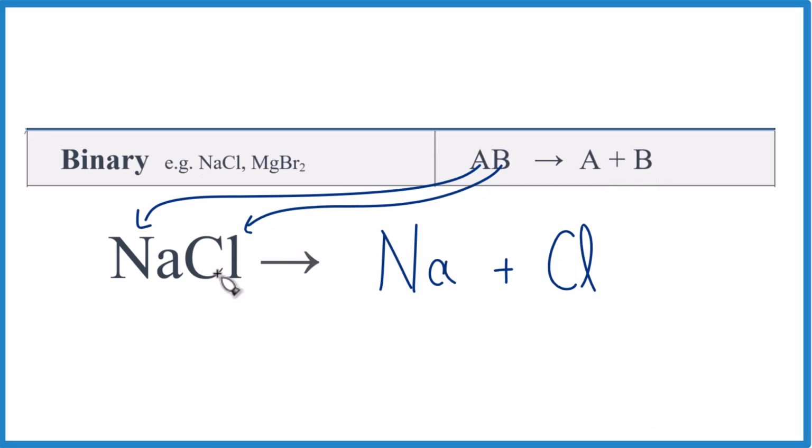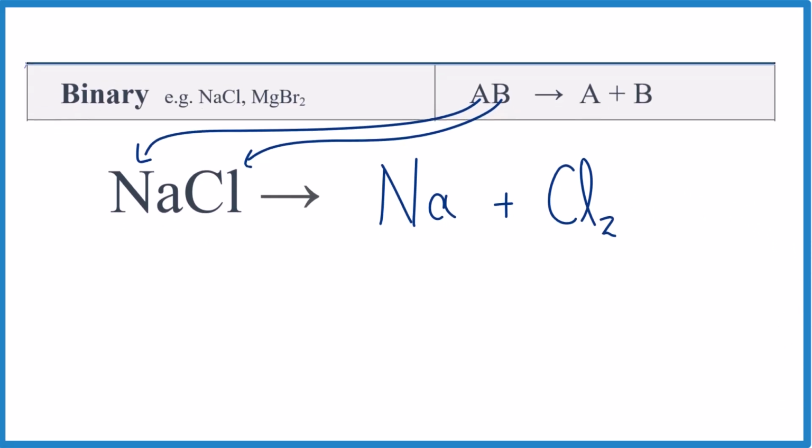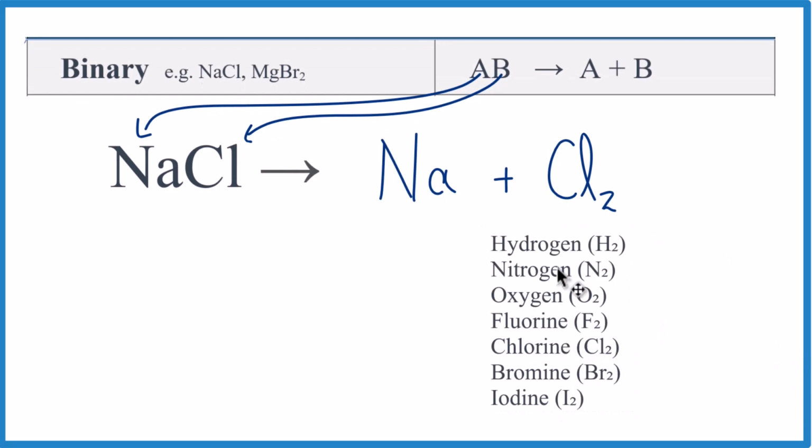You can have just one chlorine atom bonded to another atom, but when it's alone, it's always going to be Cl2. It's called a diatomic gas. You really need to remember these. Here are the major ones. Here's our chlorine. These are the other ones. Commit this to memory. It comes up all the time in chemistry.